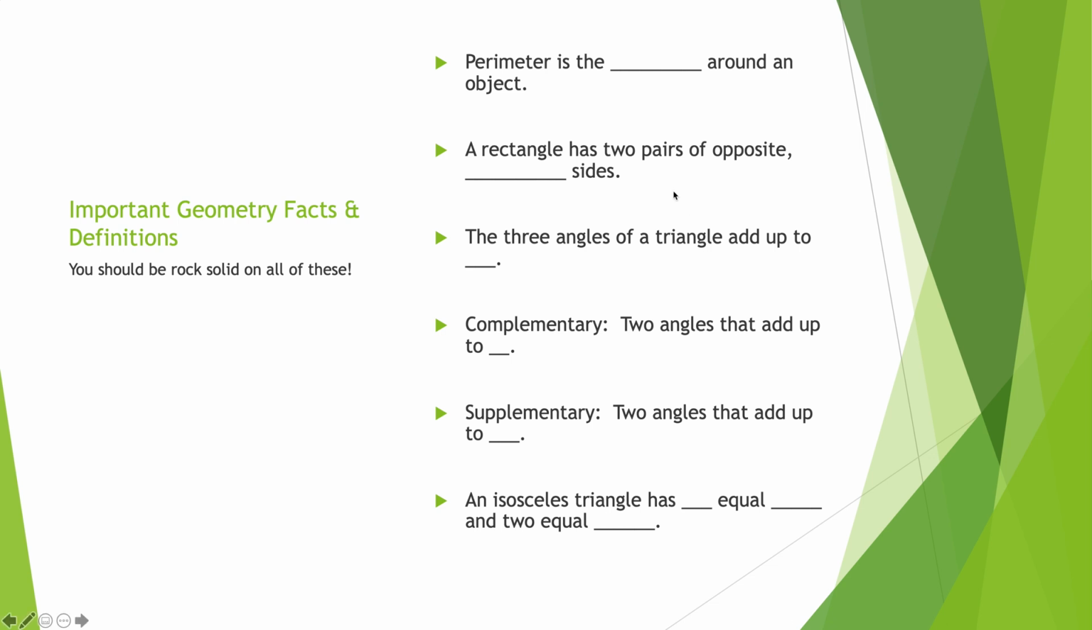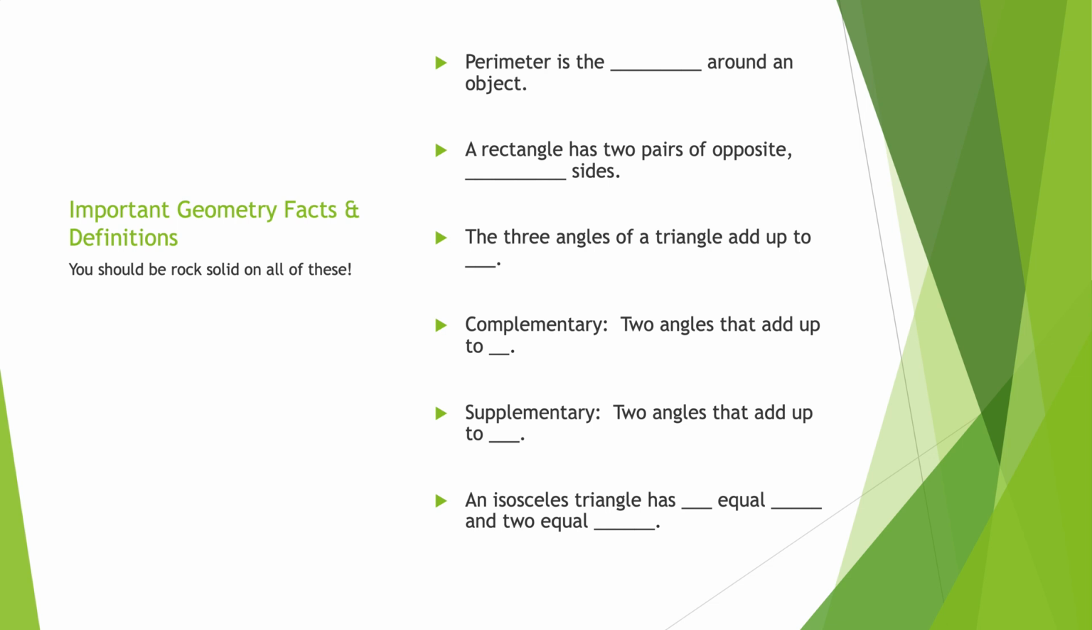Perimeter is the what around an object? Distance, good. A rectangle has two pairs of opposite congruent sides. If you put equal sides, we can live with that. Remember, congruence is shapes, equals is numbers. That's when you apply them. Kind of like before when we talked about meeting the president, you should be formal in your speech, but when you meet your friends, hey, bud, what's going on? So in this particular case, we're dealing with a shape, rectangle, so we normally go with the word congruent.